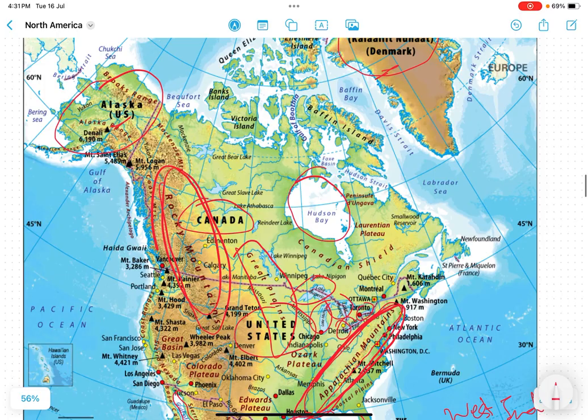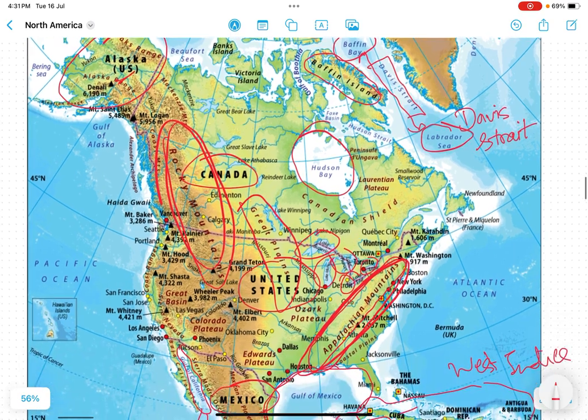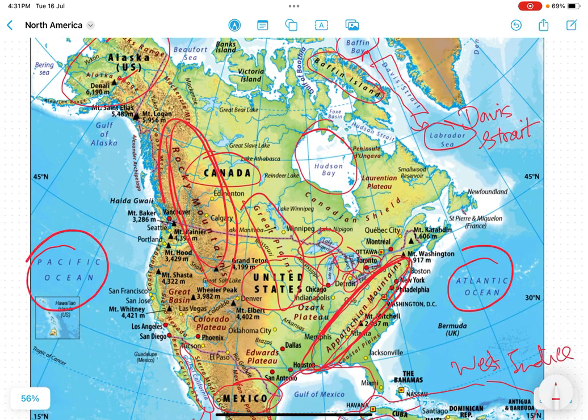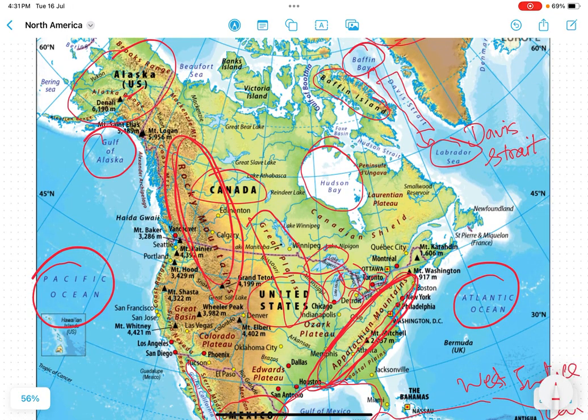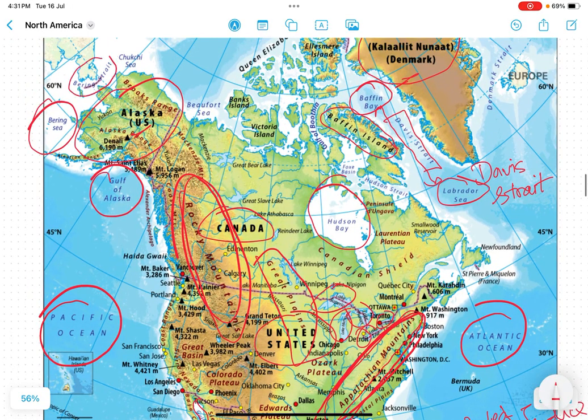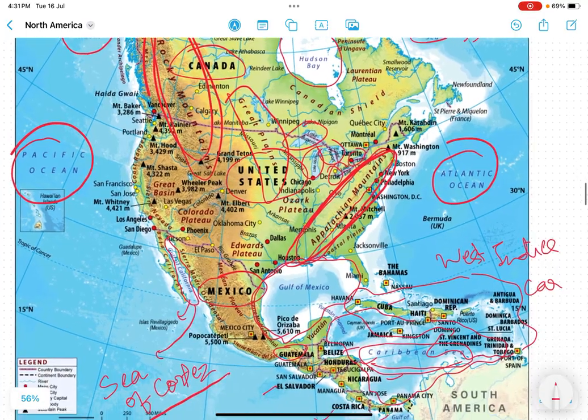We have Baffin Island here, and this is Baffin Bay, and this is the Labrador Sea. Baffin Bay and the Labrador Sea are connected by the Davis Strait. We need to remember that Davis Strait. Then this is the Atlantic Ocean this side, this is the Pacific Ocean this side. This is the Gulf of Alaska, this is the Bering Sea, this is the Bering Strait, this is the Chukchi Sea, this is the Beaufort Sea. Some of the important places that we have studied.